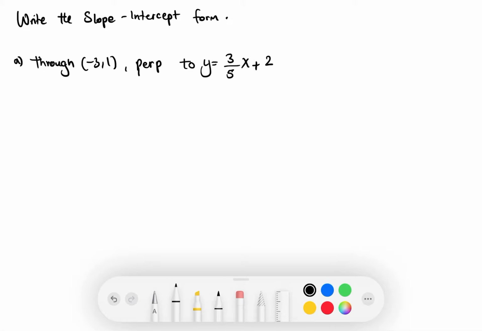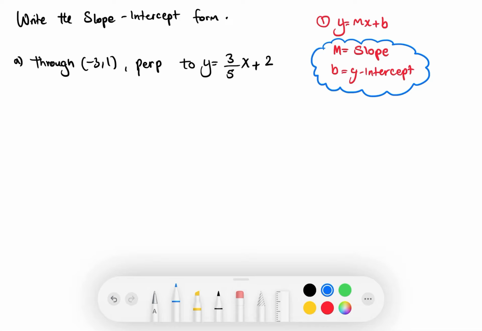Today we're going to do some examples about writing the slope-intercept form for the given questions. The first thing that I want you guys to remember is that the slope-intercept form of a linear equation is any function that's in the form of y is equal to mx plus b, where m is your slope, so the coefficient of your x is your slope, and b is your y-intercept. B is your y-intercept. So this piece of information is crucial in doing the next steps.